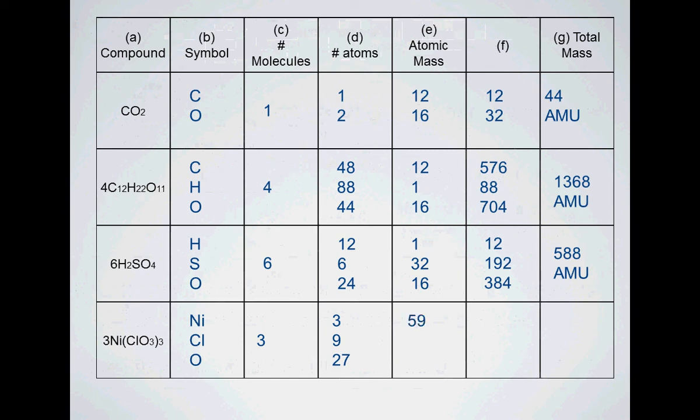That's confusing. Then we have our atomic masses, multiply them out, add them up, for a total of 924 atomic mass units. What is that? Nickel chloride.